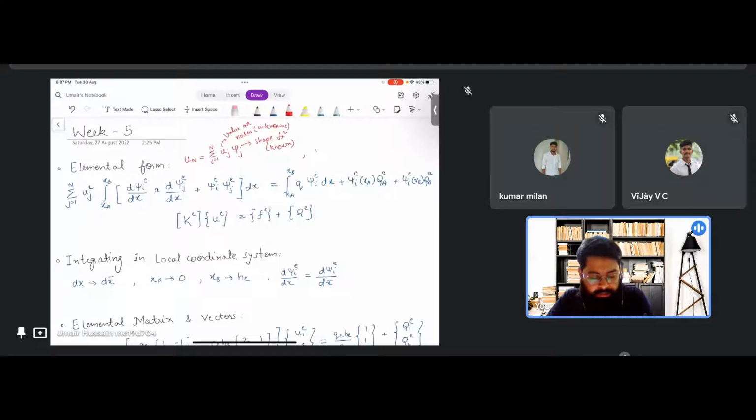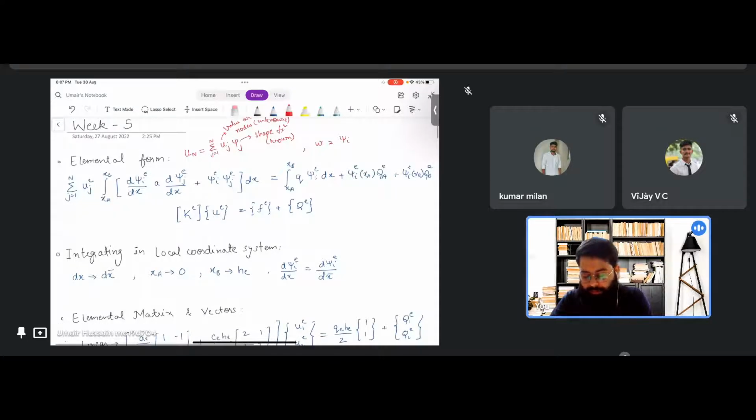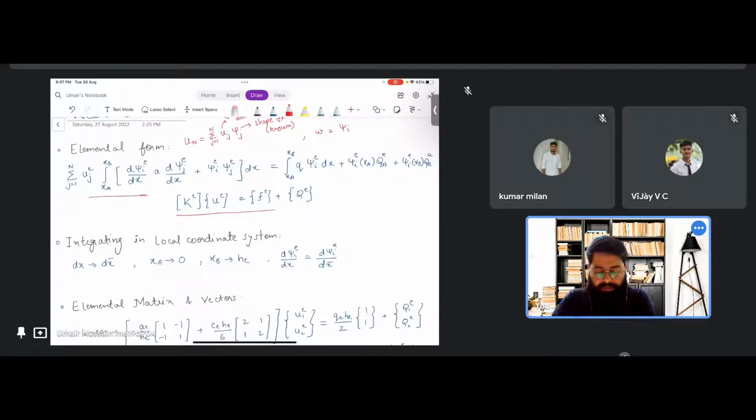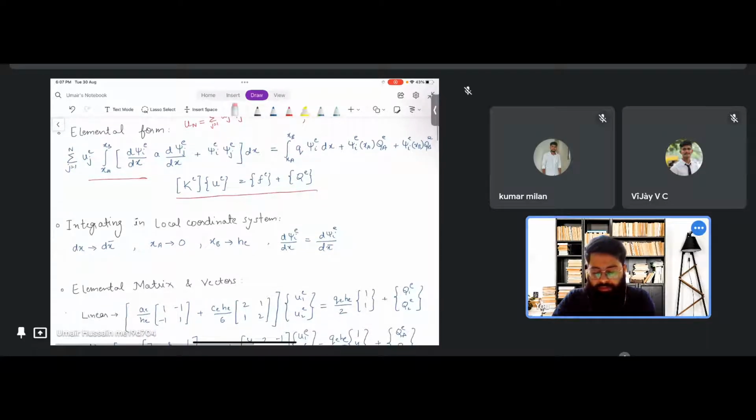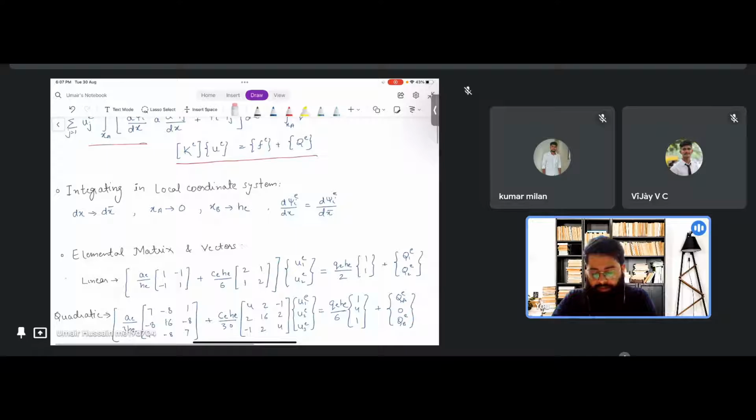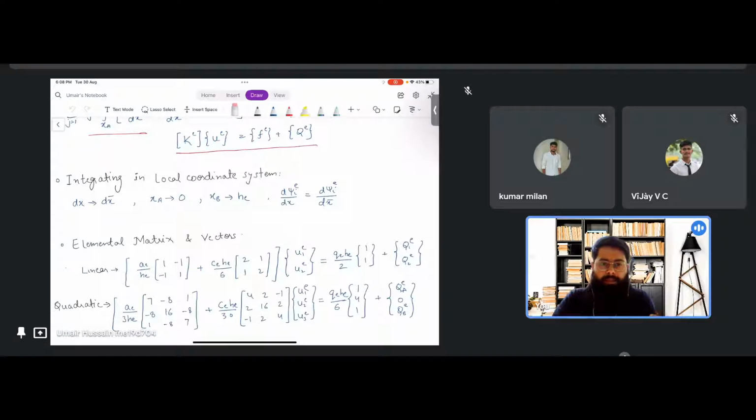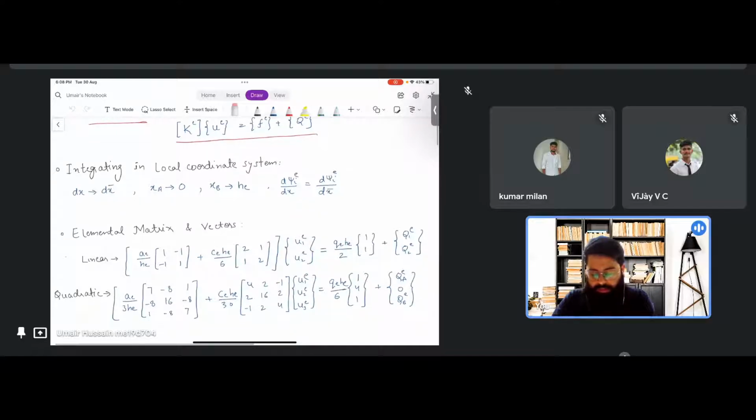And we estimate the weight function as, so we'll take the same shape function as the primary variable for the weight function. So we'll get the elemental form something like this, and this would finally give us some equations which can be represented in the form of matrix and vectors. Then, to make the process common for each element, we'll have to transfer the global coordinate system into local coordinate system, and we discussed this in the last class.